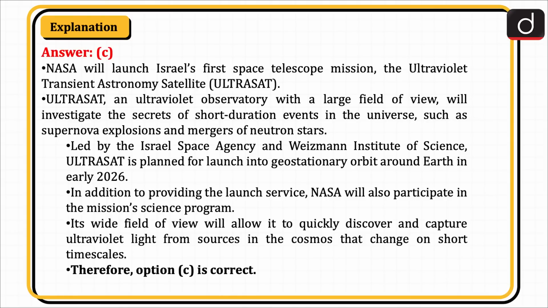ULTRASAT, an ultraviolet observatory with a large field of view, will investigate the secrets of short-duration events in the universe, such as supernova explosions and mergers of neutron stars. Led by the Israel Space Agency and Weizmann Institute of Science, ULTRASAT is planned for launch in geostationary orbit around Earth in early 2026. In addition to providing the launch service, NASA will also participate in the mission's science program. Its wide field of view will allow it to quickly discover and capture ultraviolet light from sources in the cosmos that change on short time scales. Therefore, option C is correct.